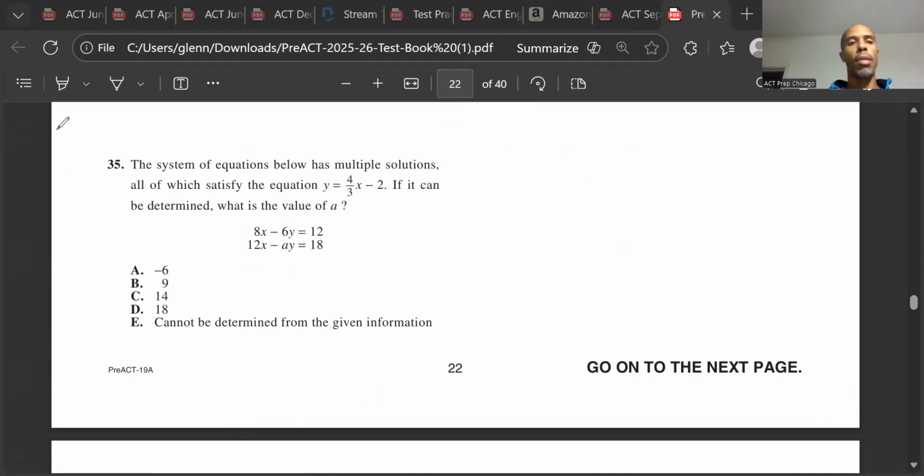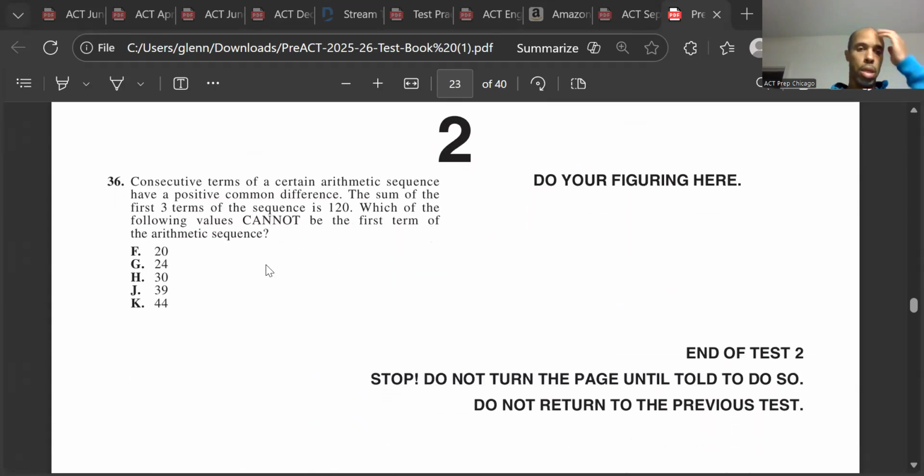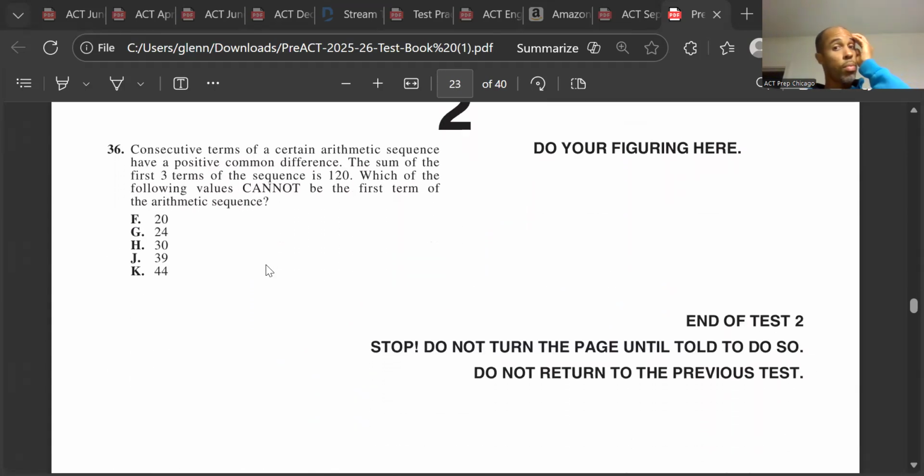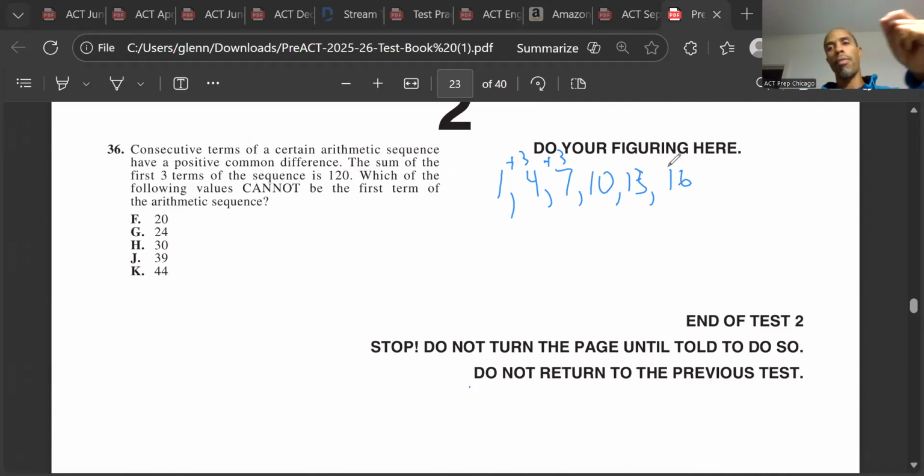All right. And lastly, 36. Consecutive terms of an arithmetic sequence have a positive common difference. An arithmetic sequence is when you add the same number each time. An example might be 1, plus 3 is 4, plus 3 is 7, plus 3 is 10, 13. You see, we keep adding 3. That's an arithmetic sequence. You keep adding or subtracting the same value to get the next term in the sequence.